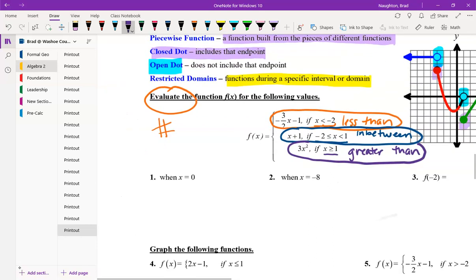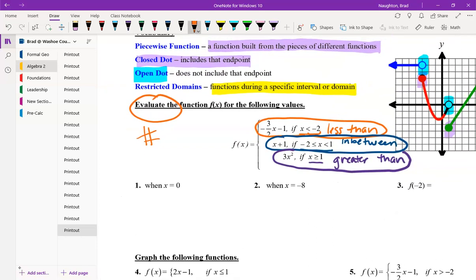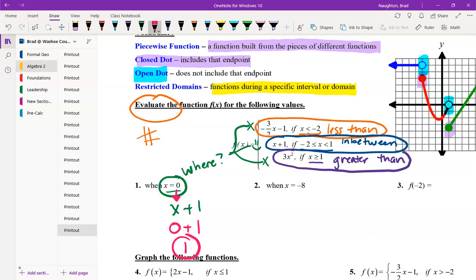So let's take a look at our first value. Again, the idea is you want to plug it in. So I'm going to plug in 0. But into which function should we plug it? So let's ask ourselves, with that number 0, is that less than -2? Nope, not less than -2. Is that greater than 1? Nope, it's not greater than 1. It is, yay, in between -2 and 1. So that function, x plus 1, we're going to take that 0 and plug it in for x. So 0 plus 1 is going to be 1. So our final answer on number 1 is 1. That's always fun when that happens.